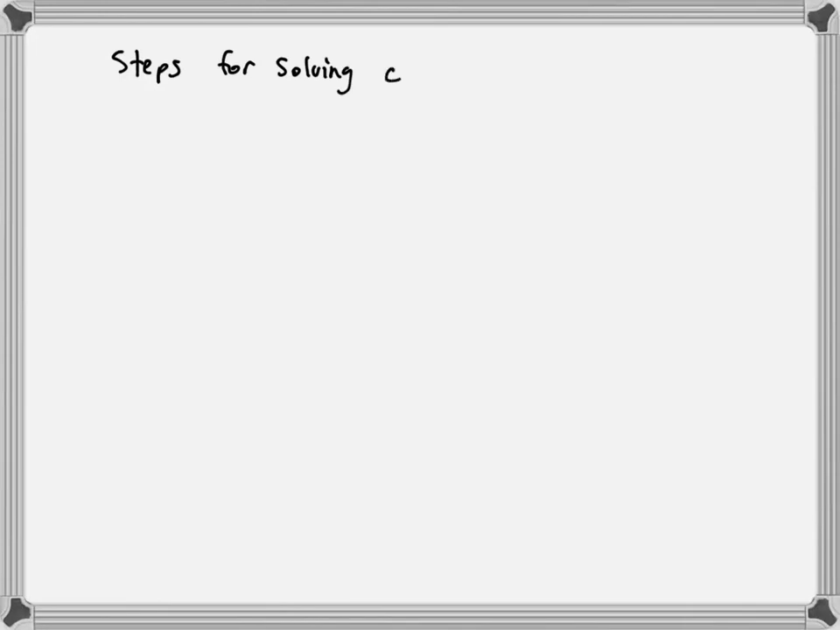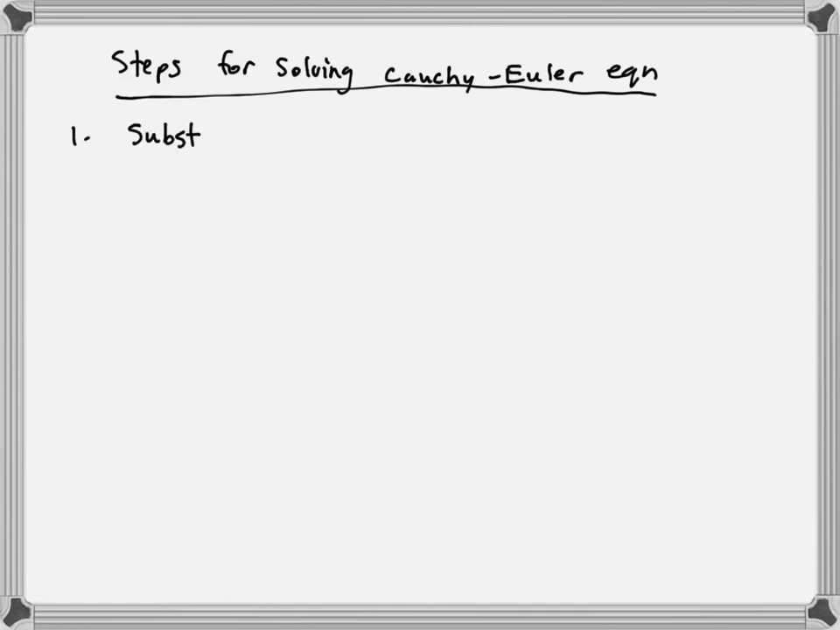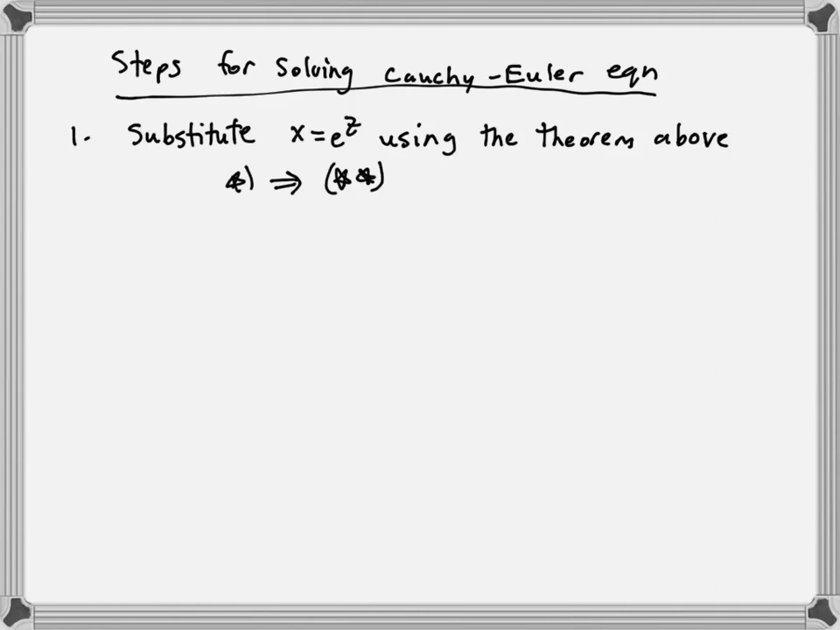All right, let me just write steps for solving a Cauchy-Euler equation. So step 1 is going to be substitute x equals e to the z using the theorem above. In other words, star is going to become star star, right? That's the point. First thing we're doing is we're using the theorem.